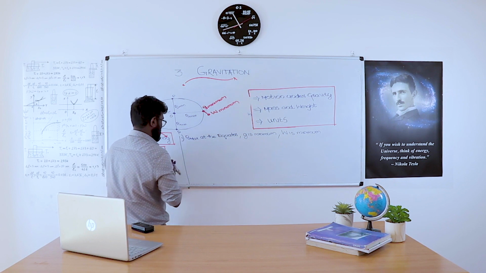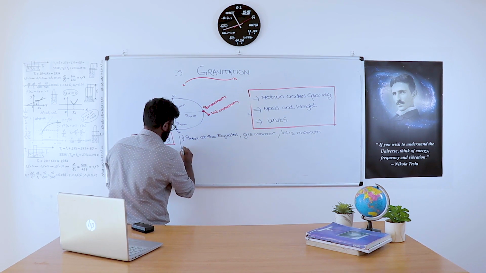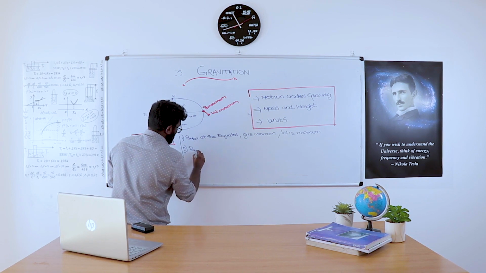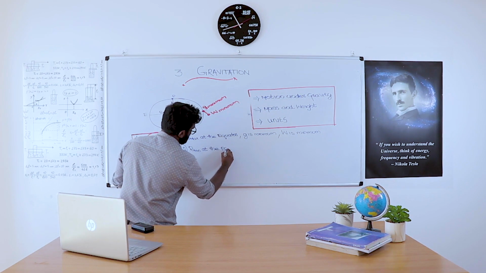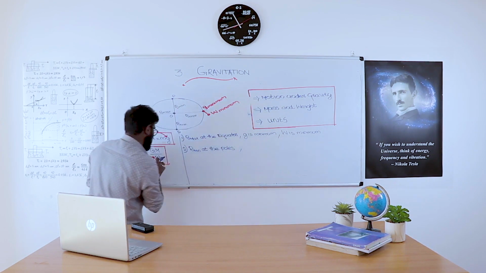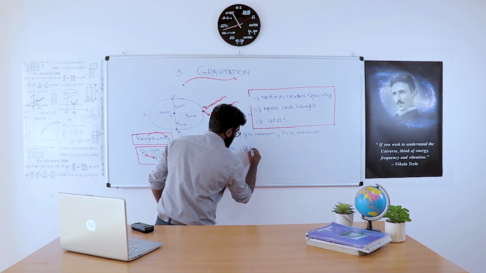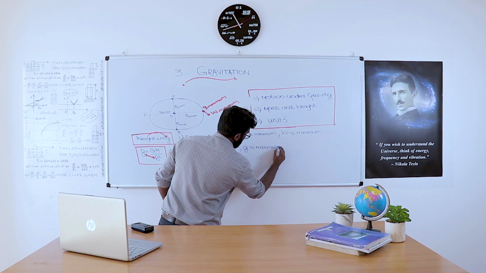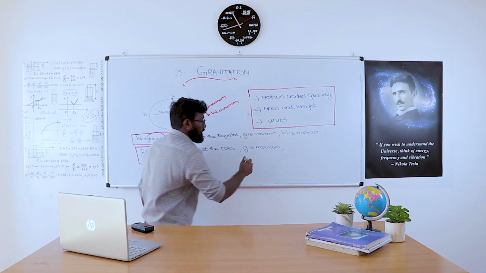Coming to the poles, what happens? R is minimum at the poles. So whenever R is minimum, what happens to G? G is maximum. Small letter g is maximum. When g is maximum, what happens to weight? Weight is also maximum.